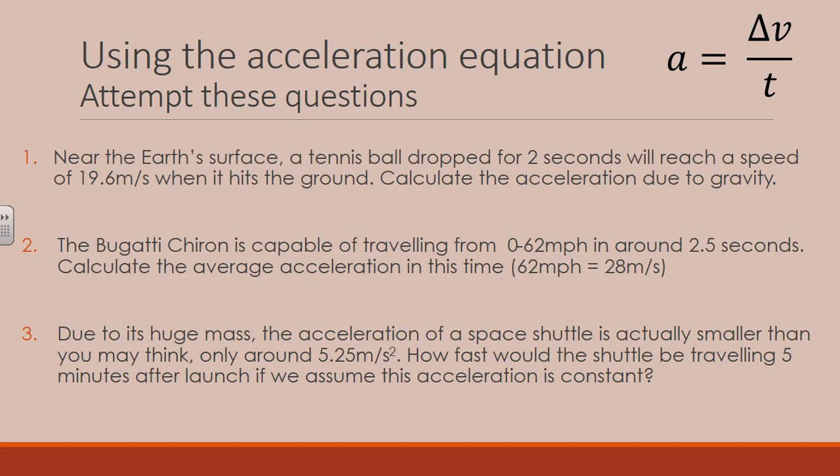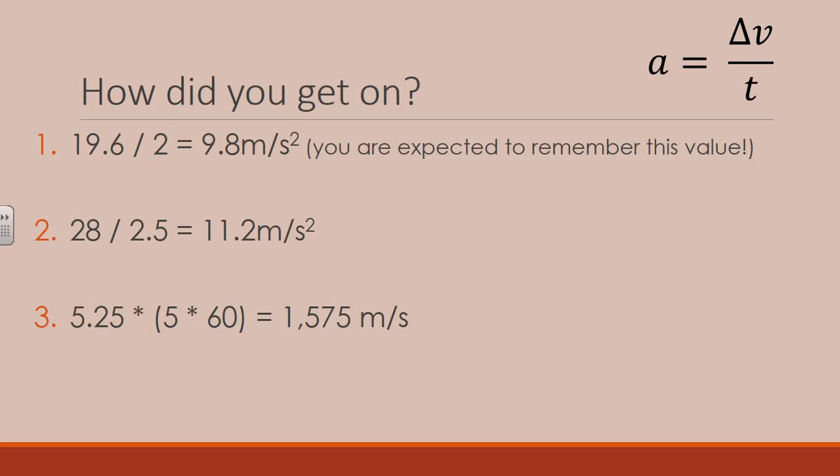Okay, so I'm going to click straight onto the answers for those questions and see how you got on. The first one is giving you a measure for gravity, or gravitational force, the acceleration due to gravity, which is 9.8 meters per second squared, and that's a value that you do actually need to remember. You may be asked to just use it without being given it.